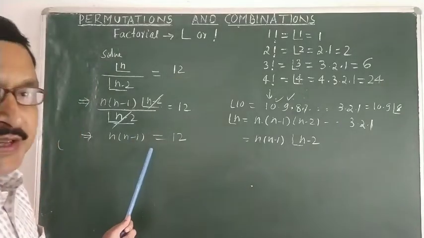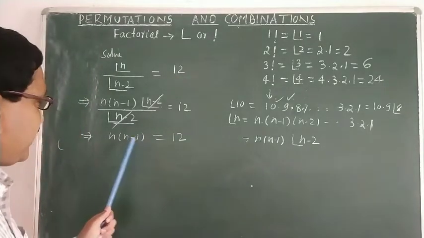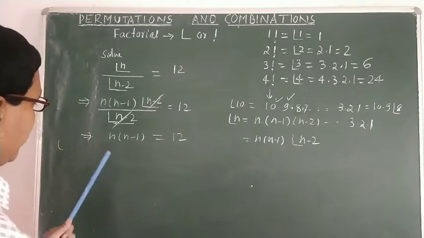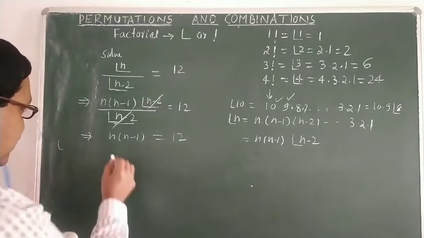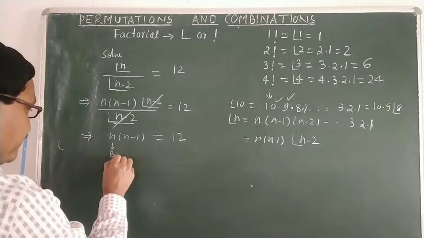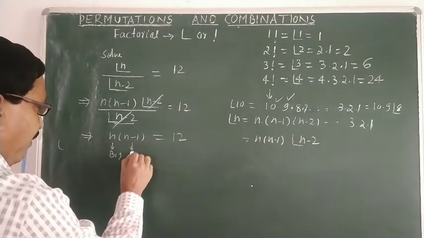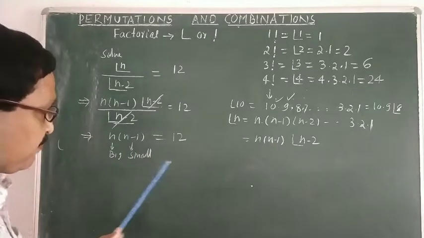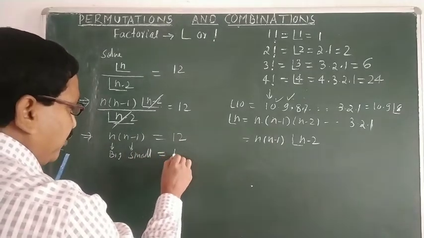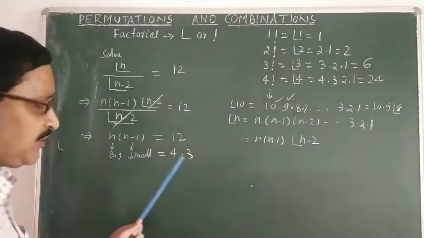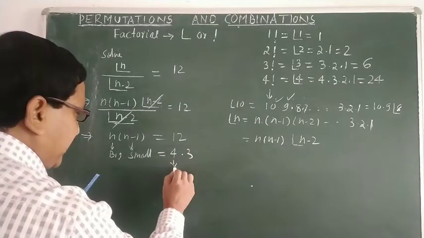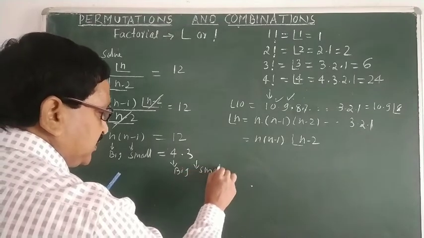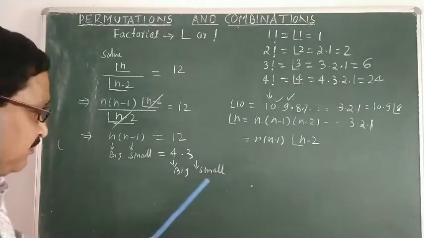You can multiply it and solve by the quadratic formula or mid-term splitting. But remember that both are consecutive. This is big and this is small. So the factors of 12, 4 multiplied by 3, 4 and 3 are consecutive, and this is big and this is small. This is the fastest way to do the problems.